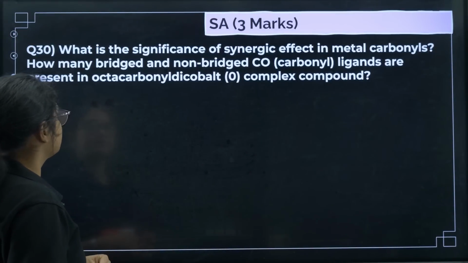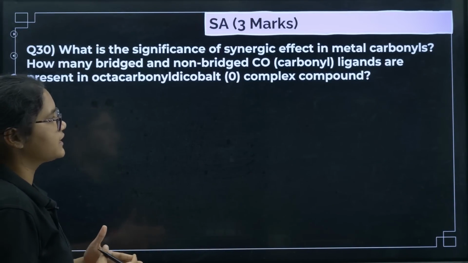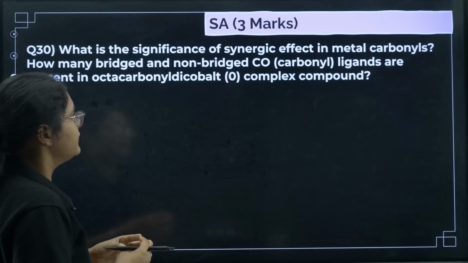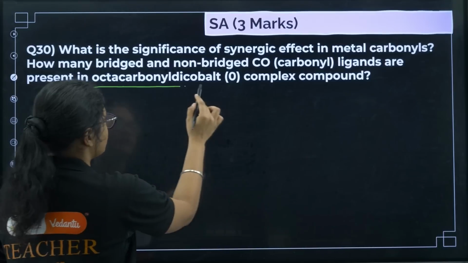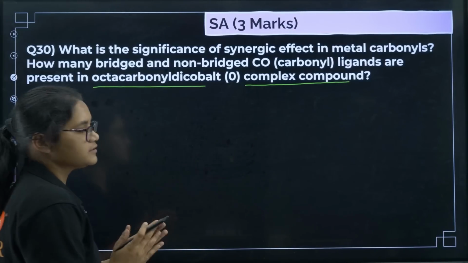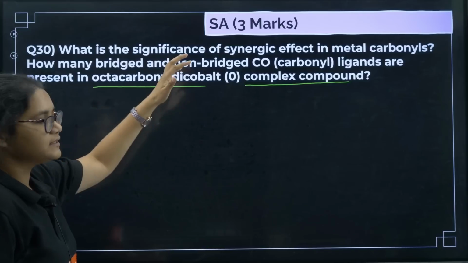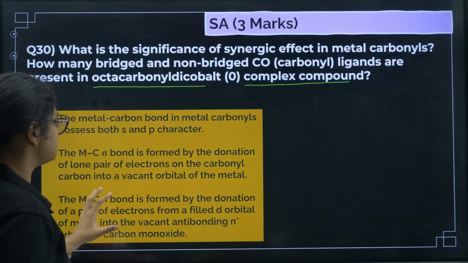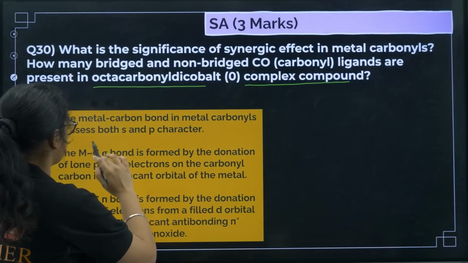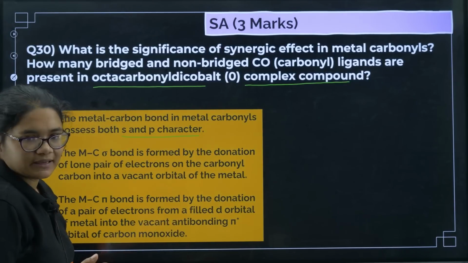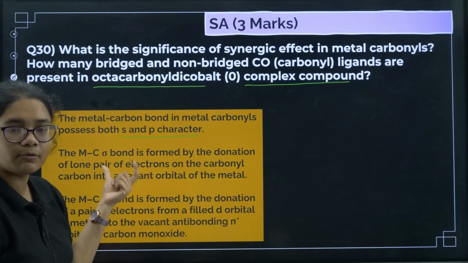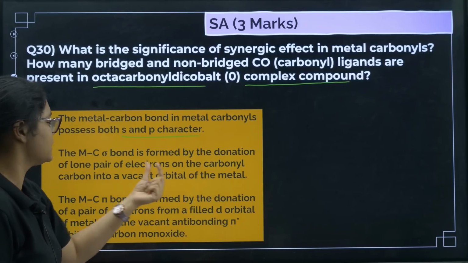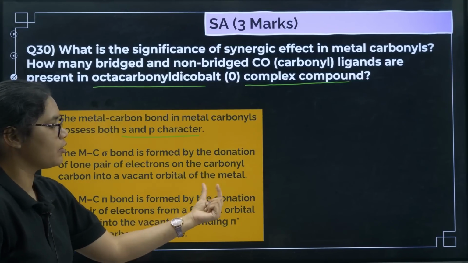Next, moving to question number 30: what is the significance of synergic effect in metal carbonyls? How many bridged and non-bridged CO ligands are present in octacarbonyl dicobalt complex compound? Okay, so this is also a very important question. So how does synergic effect take place in metal carbonyl? So what is its significance? Here, I have given that the metal carbon bond in the metal carbonyls possesses both sigma and pi character. So how is the sigma bond formed? The sigma bond is formed by the donation of lone pairs of electrons on the carbonyl carbon into a vacant orbital of the metal.